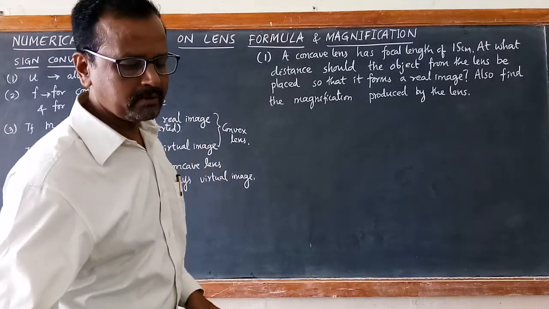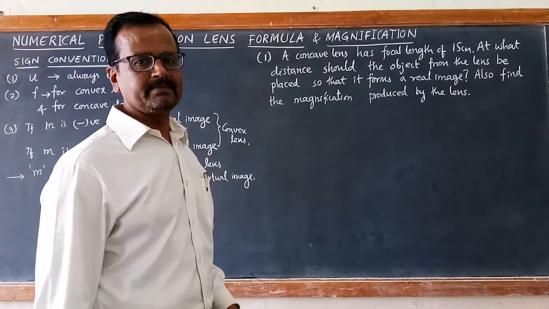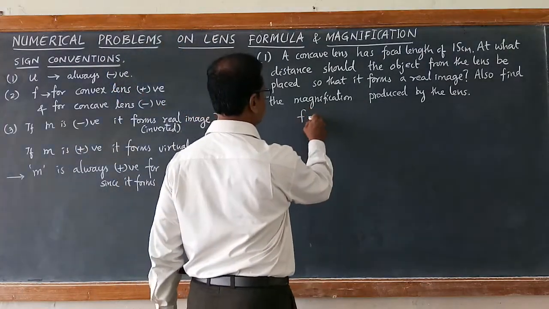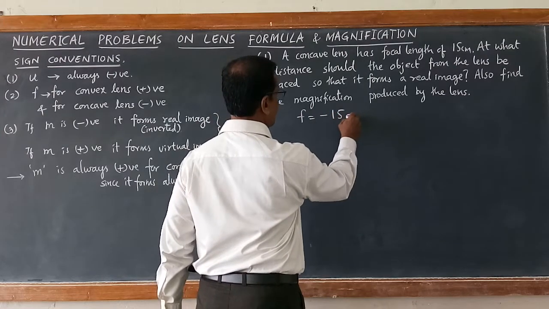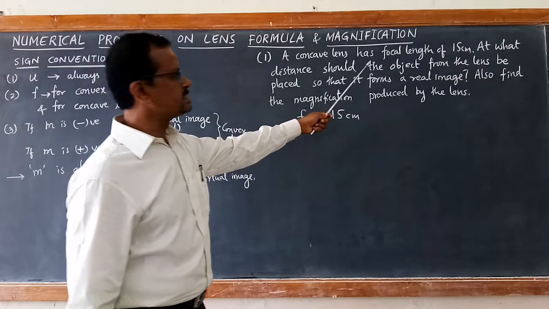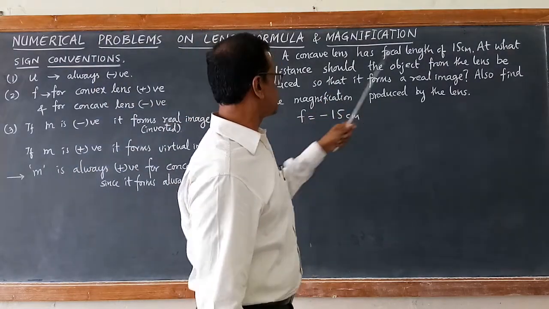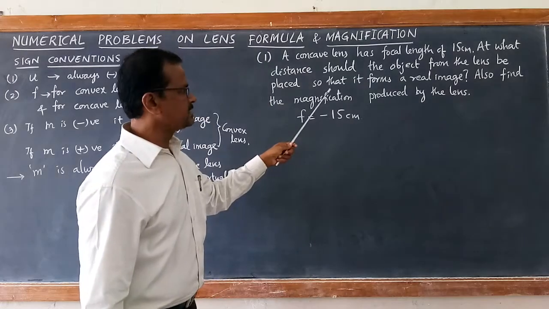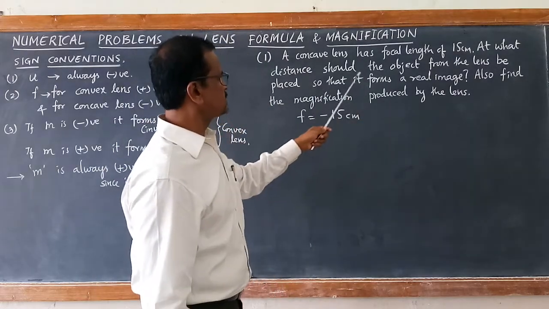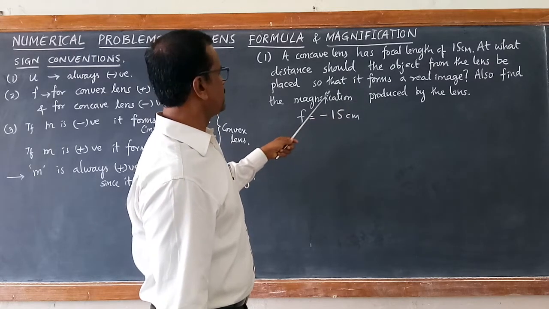Let us see one problem here. A concave lens has a focal length of 15 centimeter. The focal length of the concave lens is given, it is 15 centimeter. Quickly write minus 15 centimeter, as I said. For a concave lens, focal length is negative. At what distance should the object be placed from the lens so that it forms a real image?